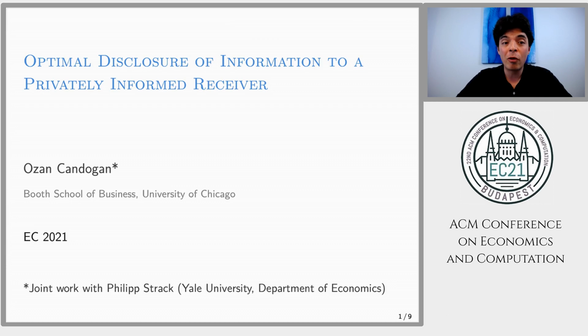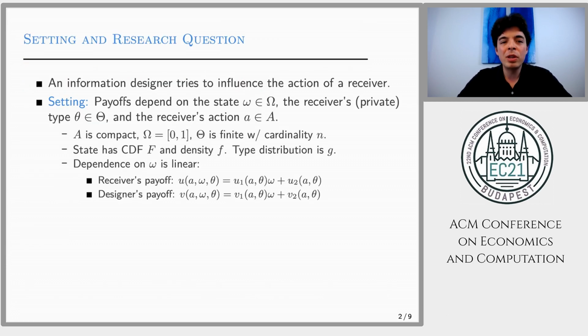Optimal disclosure of information to a privately informed receiver. In this paper, we focus on the problem of an information designer who tries to influence the action of a receiver who has some private information. In particular, in our setting, the payoffs of both the designer and the receiver depend on the underlying state omega, the receiver's private type theta, and her action A.